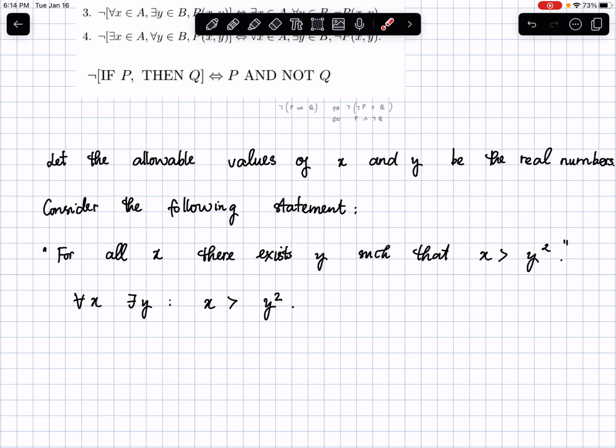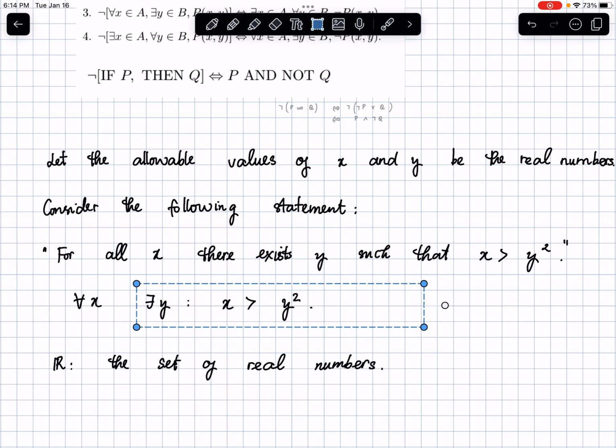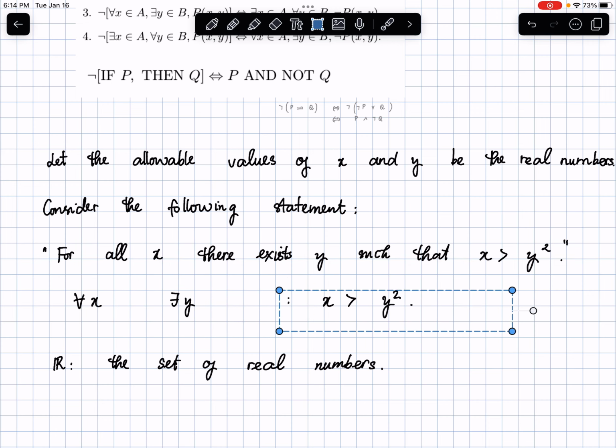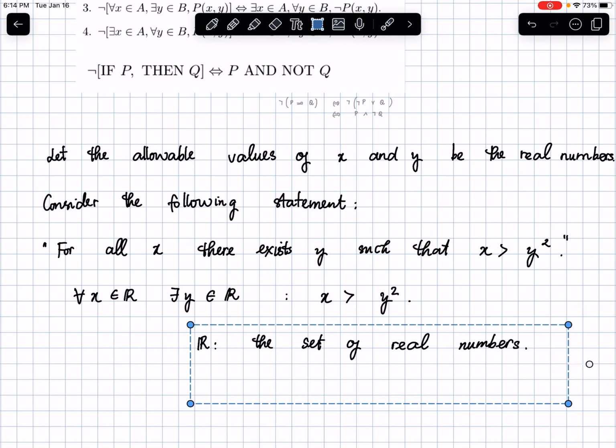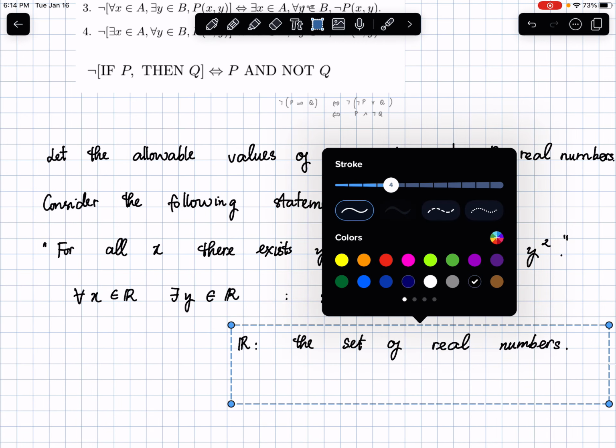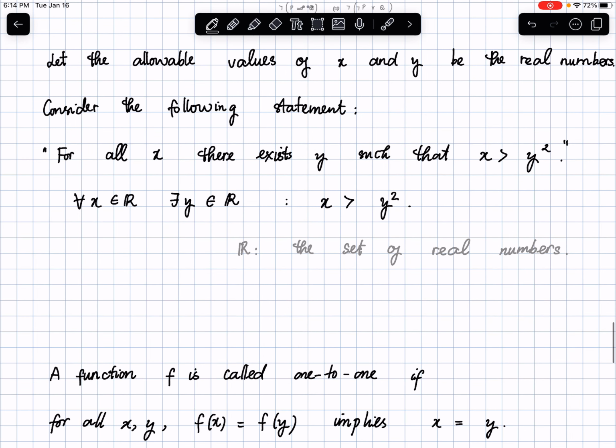So in fact, if we know about sets and we know about the set of real numbers, the set of real numbers is denoted by R. We can write it a little bit more precisely: for x in R, there exists y in R such that x is bigger than y squared, and where R is the set of real numbers. Okay, now we find the negation of this statement.